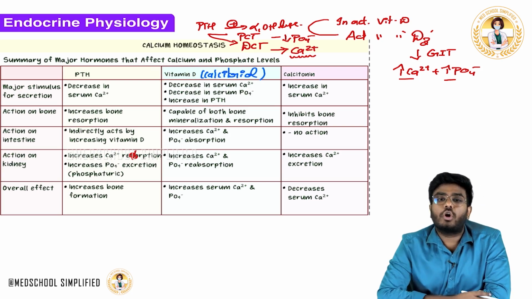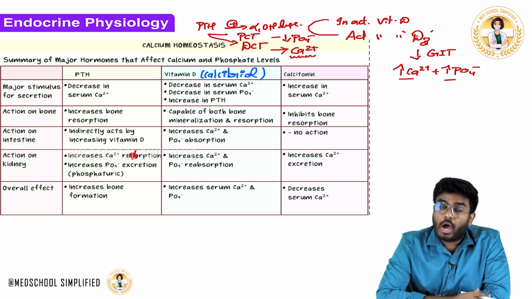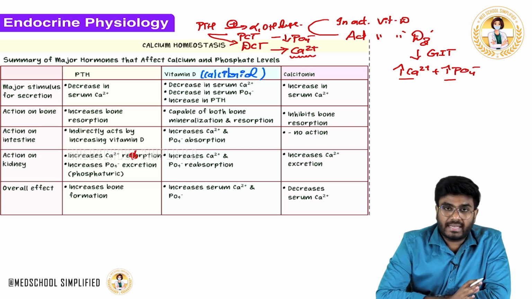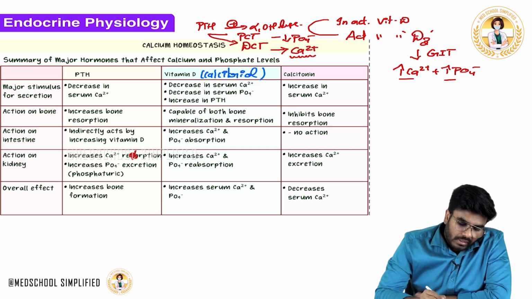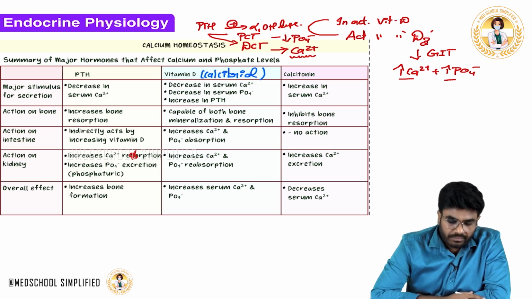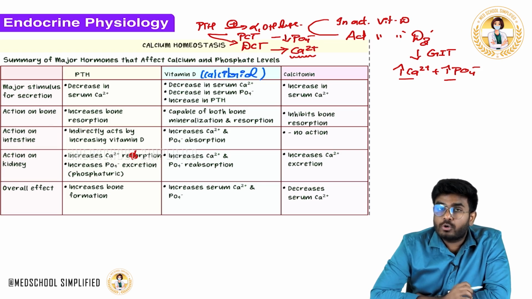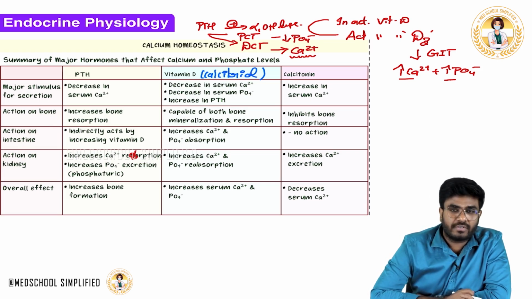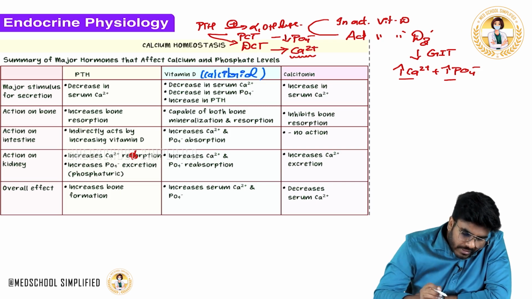Done. Now, after this, let's discuss vitamin D, which is also called calcitriol or 1,25 dihydroxycholecalciferol. Now what is this vitamin D going to do? What is the stimulus for the vitamin D? What is it going to do on the bone? How is it going to act on the intestine and on the kidneys? We already know vitamin D goes to the GIT and helps in the absorption of both calcium as well as phosphates. We already know one function. But let's go in order.